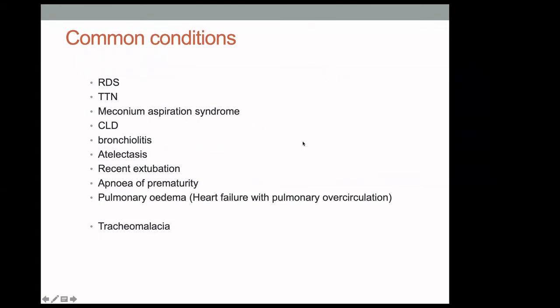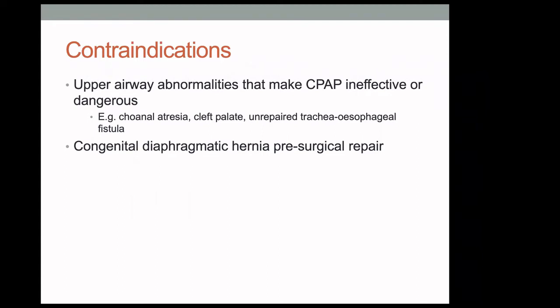So the common conditions which we use CPAP for are respiratory distress syndrome, transient tachypnea of the newborn, meconium aspiration, chronic lung disease. We often use CPAP as a first line following extubation from a ventilator. And it's also used in some of the conditions detailed on this list. The main contraindications that would make CPAP ineffective or dangerous are upper airway abnormalities, including choanal atresia, cleft palate, or an unrepaired TOF, or a congenital diaphragmatic hernia, which hasn't been repaired yet.